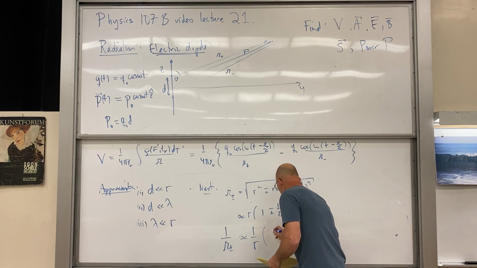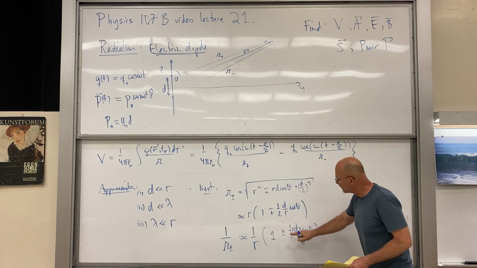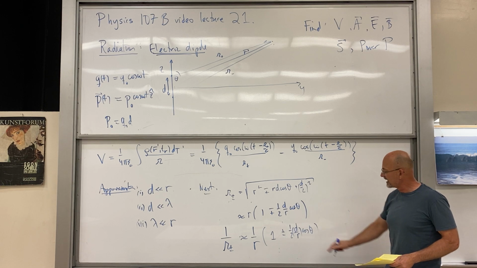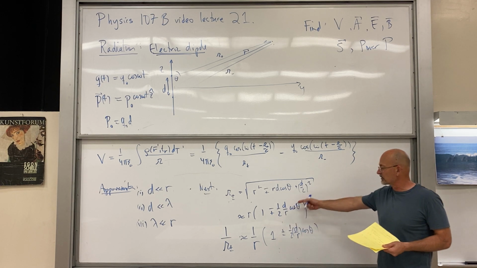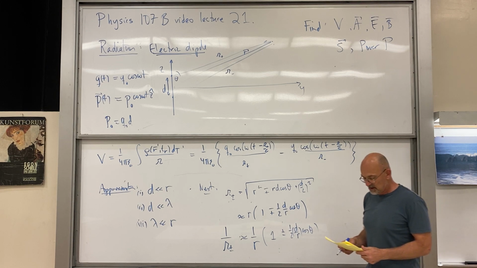So that's 1 plus minus 1/2 d over r cos theta. Okay. So this is up in the numerator now. And make sure you recognize those. Those are, of course, important basic approximation techniques.